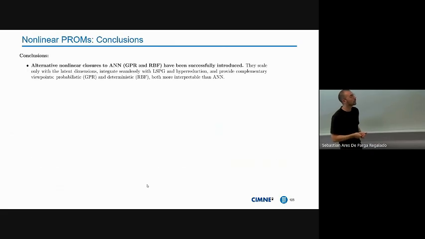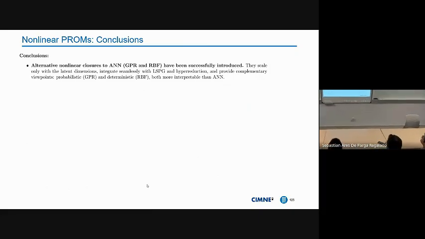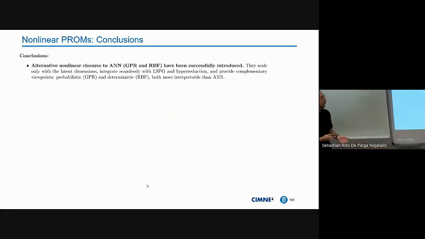So just to conclude, we were able to introduce an alternative closure, the GPR and the RBF. They scale the same as the ANN. They can be used in the LSPG, and with hyperreduction, they can also be used in Galerkin with hyperreduction. Here I use the energy conserving sampling and weighting, but you could be using the empirical cubature method as well. And it gives a complementary viewpoint in that you have a probabilistic way to build this nonlinear map. You also have a deterministic alternative, but both of them are way more interpretable than the traditional ANN model.